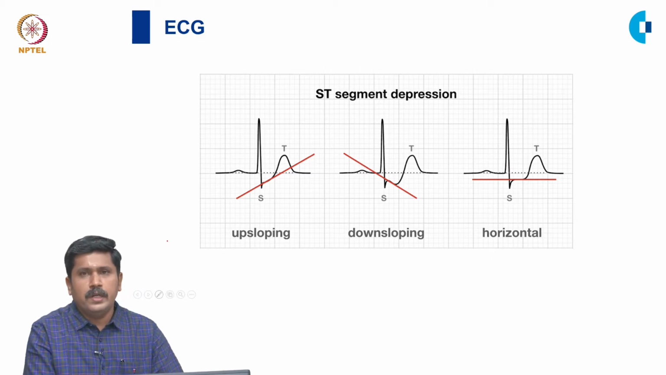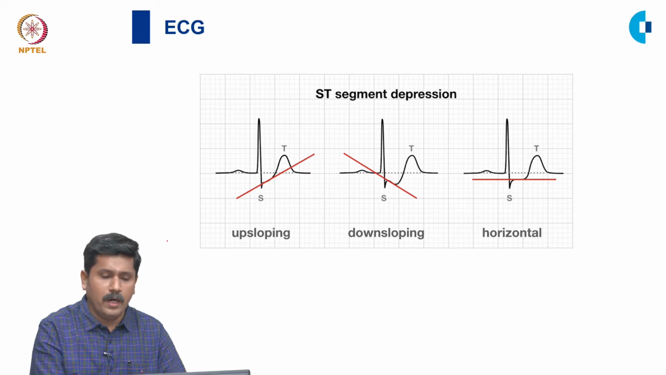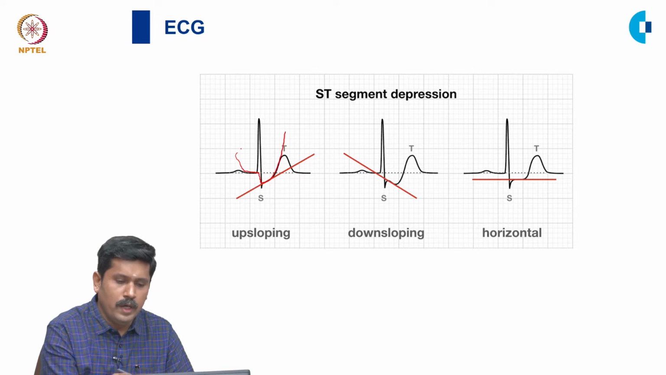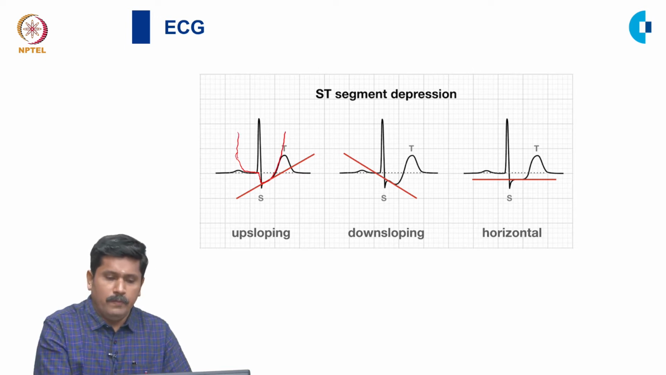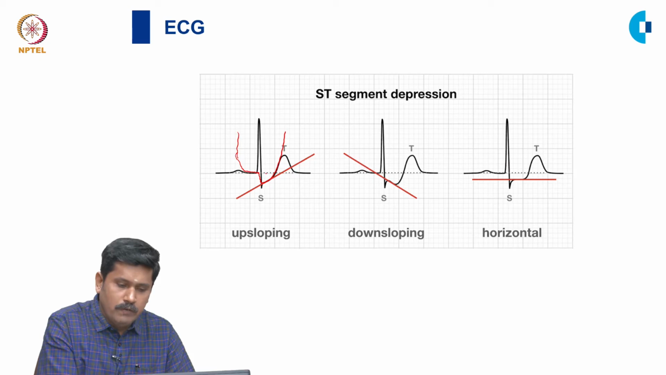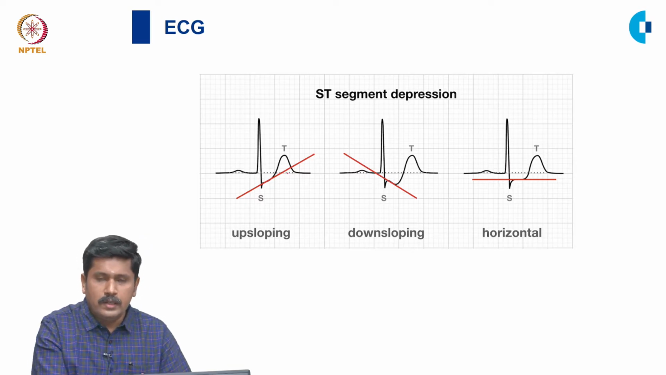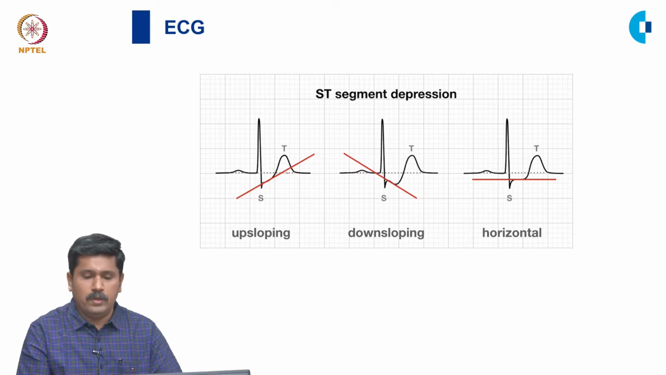So, how do we differentiate between a physiological and a pathological ST segment depression? By drawing a parabola. If you draw a parabola connecting these two lines, it will be a broken parabola in the case of a pathological one, whereas if it is physiological, it will be a continuation of this parabola. The parabola will be smooth if it is a physiological one. Here, it is a broken parabola, which indicates a pathological one.